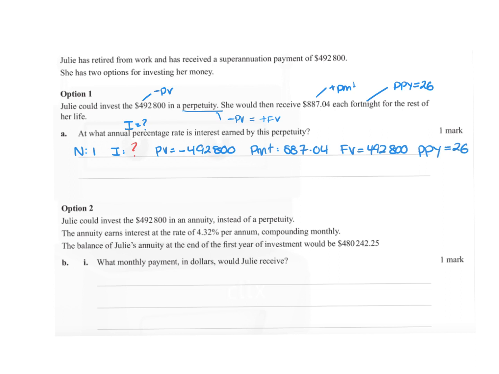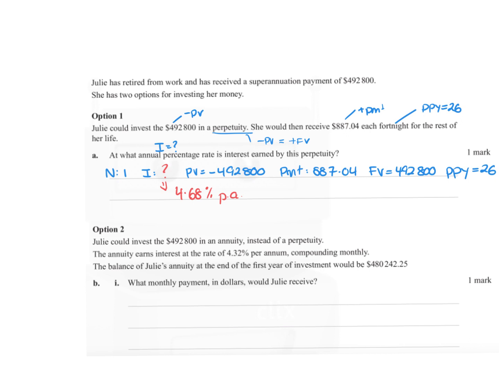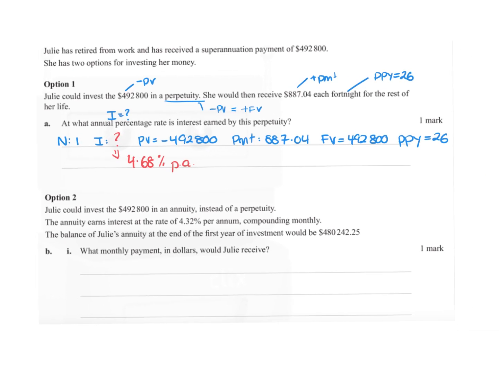So when we do that, we get, it said, what is the annual interest rate? And you get 4.68% per annum. There you go. All right, so that's that one.